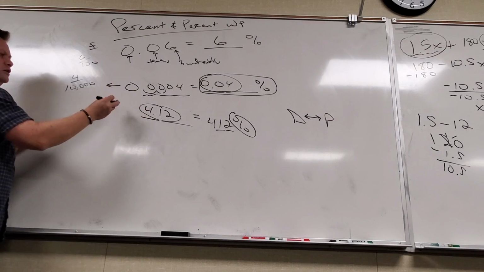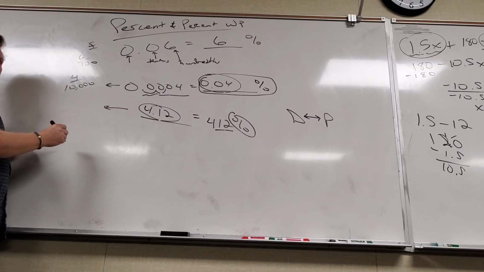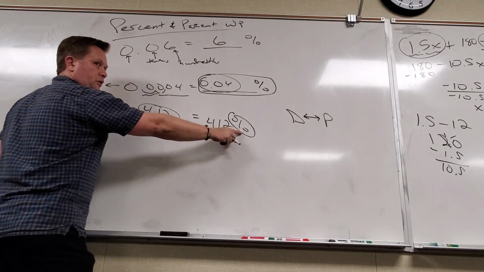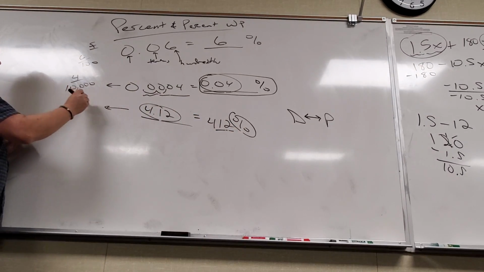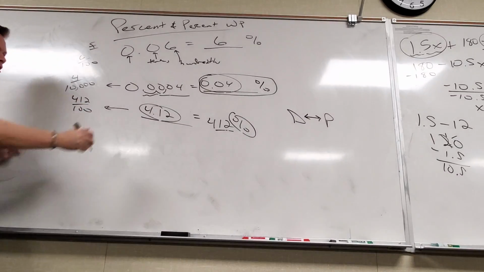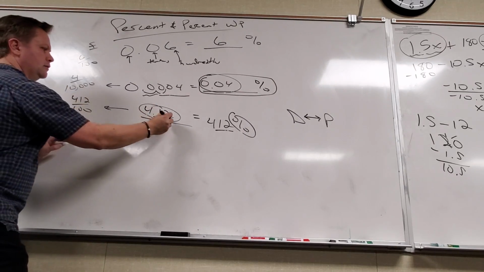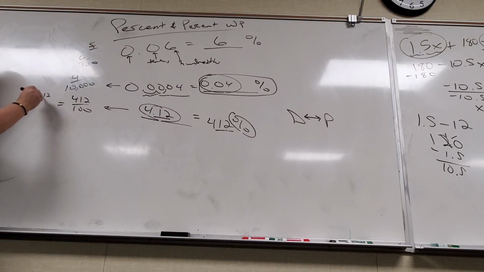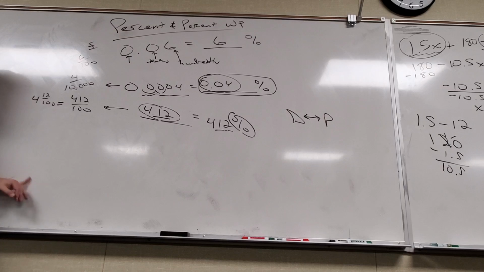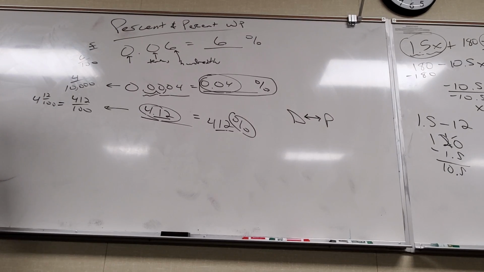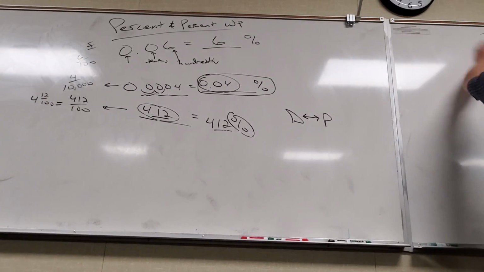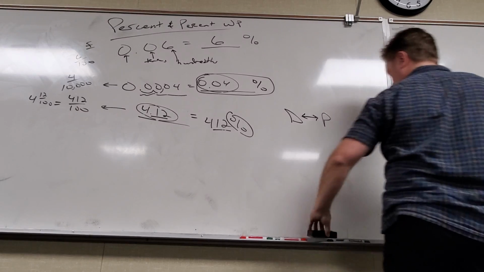And what would this be as a fraction? You can either go straight from here. What's this say? 412 per 100. Or what's this? This is 4 and 12 hundredths, which is what that is. That's the mixed number for this. Right? Okay. All right. So here's the most basic kind of word problem with percentages.